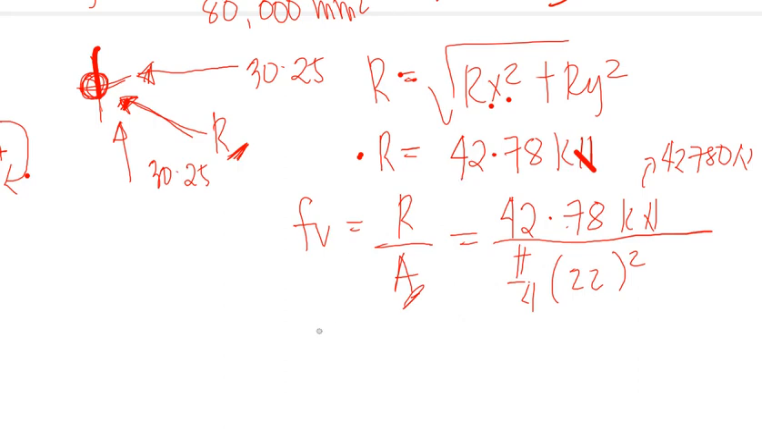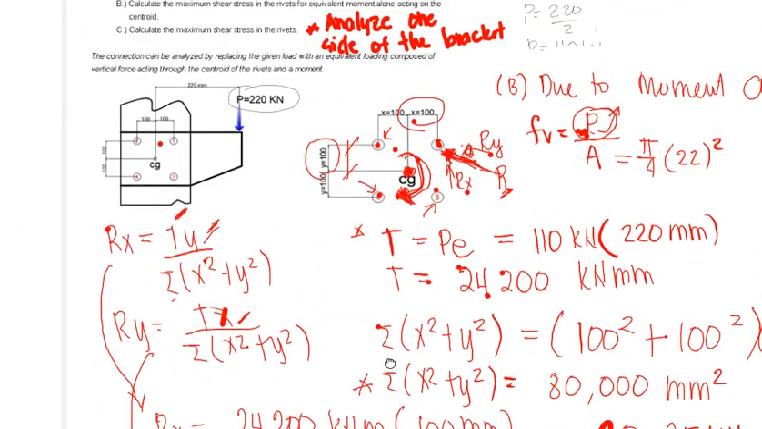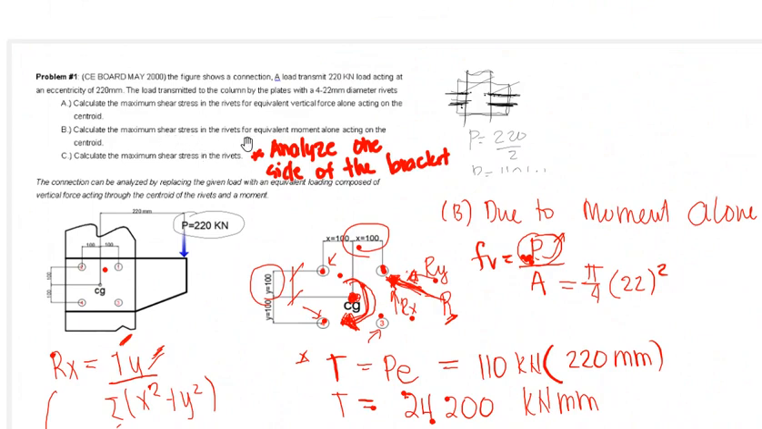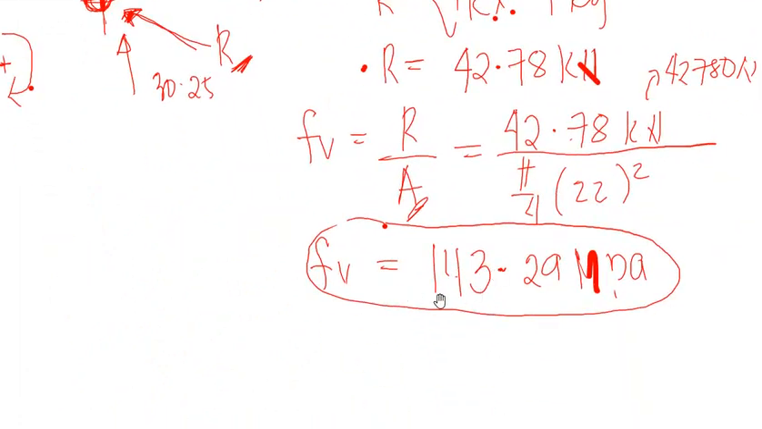So, solving the values, ang ating shear stress due to moment alone is equal to 143.29 MPa. So, ito yung sagot natin for letter B. Our stress due to moment alone. So, ito yung sagot natin. So, we have 143.29 MPa. So, that is our answer for letter B.